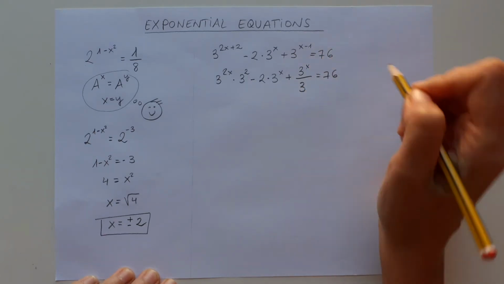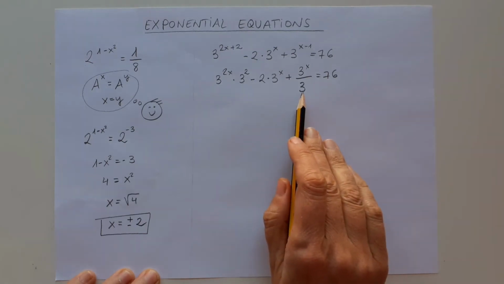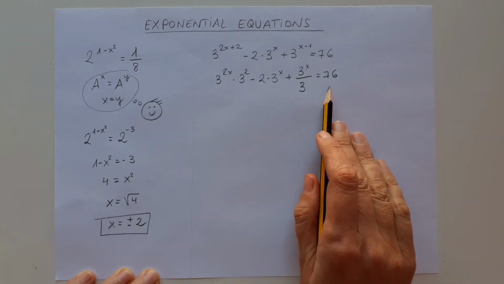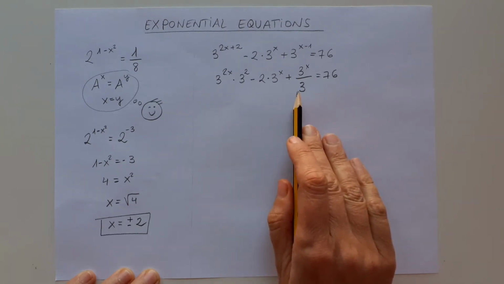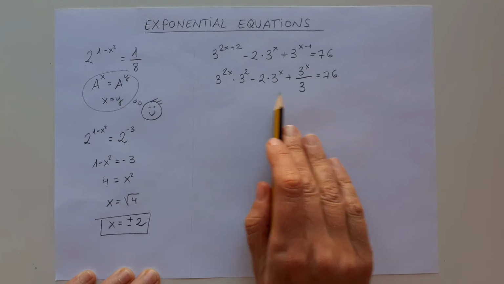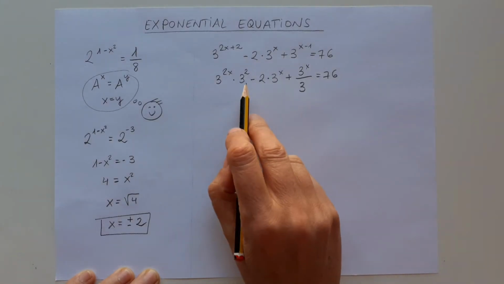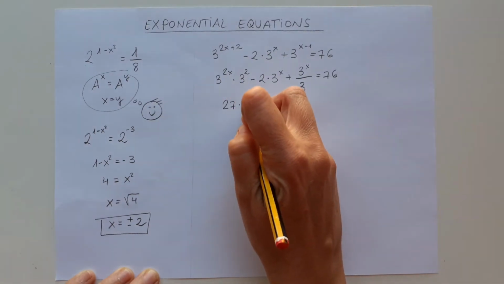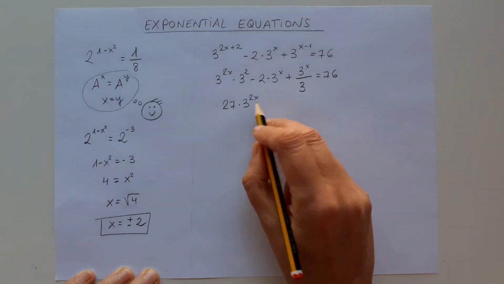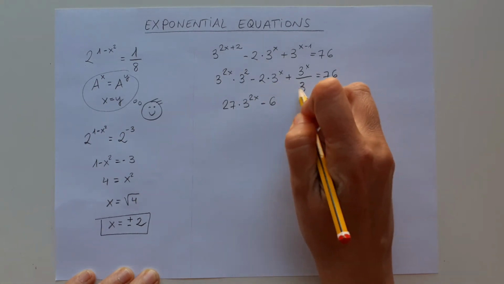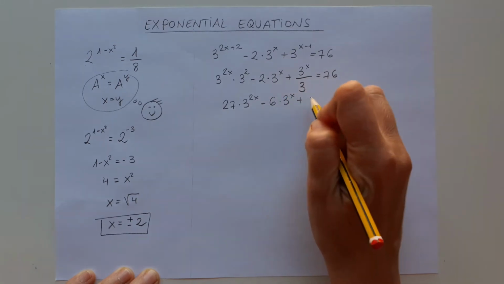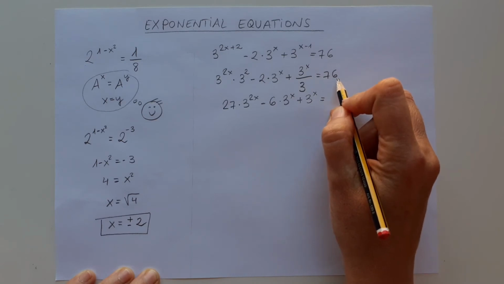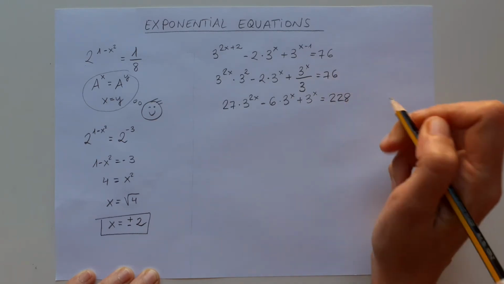Equals 76. Now I'm going to try to get rid of this denominator, so I can find a common denominator for the whole equation, or in this case, since I have only these 3, I multiply the whole equation by 3. So this is 9. 9 times 3 would be 27 times 3 to the power of 2x minus 6, I multiply by 3, plus 3 to the power of x equals 3 times 76, that equals 228.